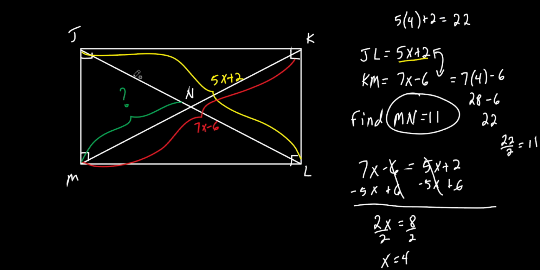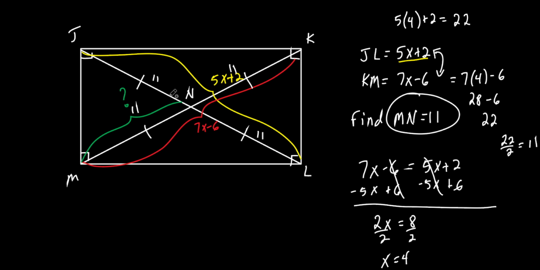All right. But all of these, this one, this one, this one, and this one, they're all equal to each other. So if this one was 11, then what's KN? 11. What's NL? 11. What's JN? That's 11. Everybody got it? All right. It's not too hard, is it?